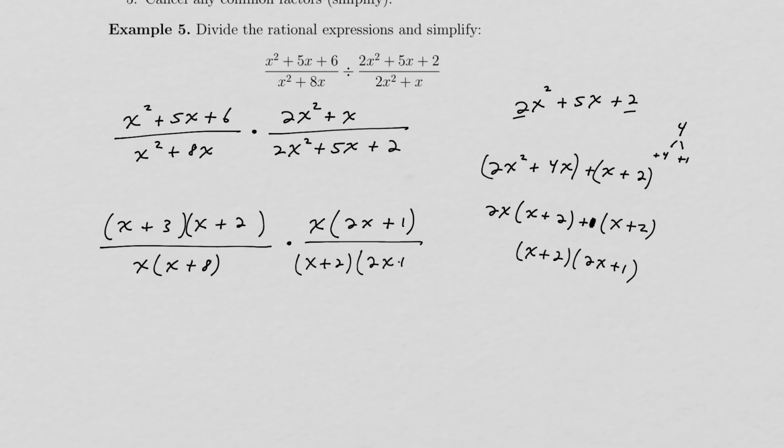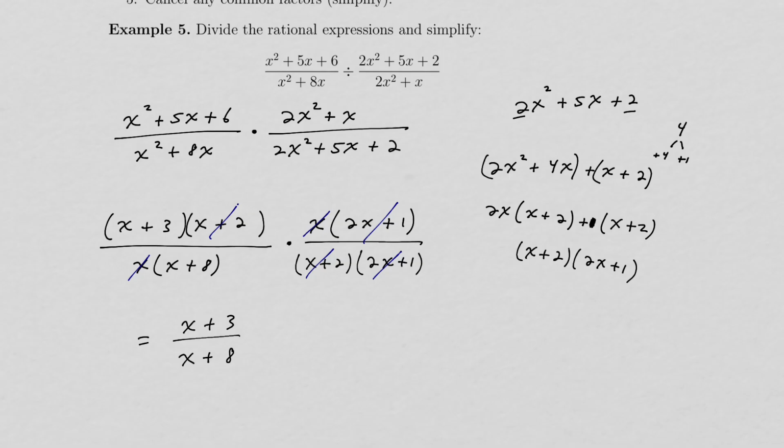times 2x plus 1. Okay, so now we cancel whatever we can. So let's see, an x plus 2 is gone, and then a 2x plus 1, and then I guess an x, right? And then this is going to simplify into x plus 3 over x plus 8. Okay, so when you divide those two rational expressions, that would be the answer, x plus 3 over x plus 8.